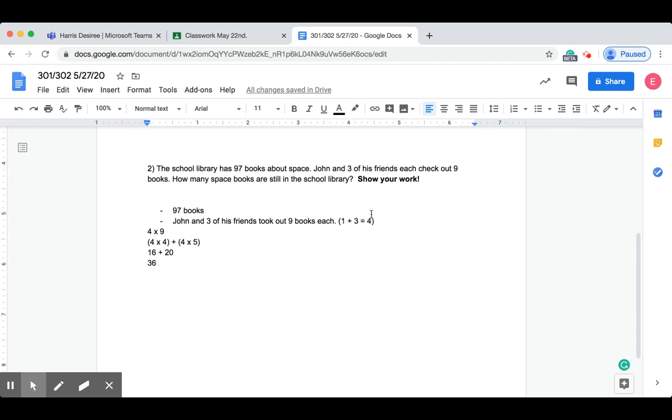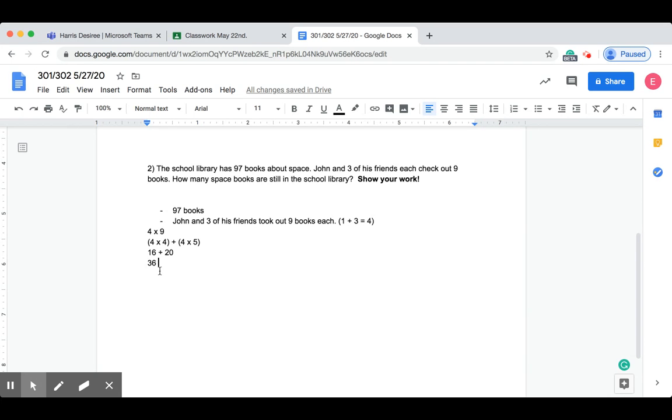Because all that tells me is how many books John and his 3 friends took out. Because we had 4 people total, John plus his 3 friends, and they each took out 9 books. So I had to do 4 times 9, which we used our distributive property for.